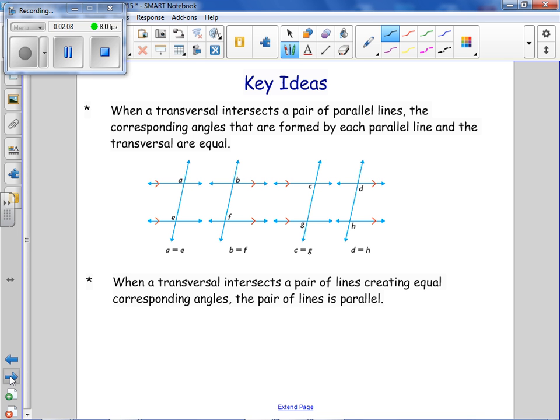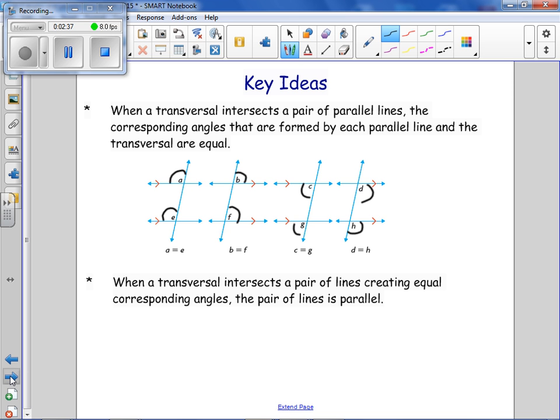So when a transversal intersects a pair of parallel lines, the corresponding angles that are formed are always equal. So here, A and E are corresponding. They are equal. B and F are also corresponding, and they are equal. C and G are corresponding. They would be equal. And so are D and H.